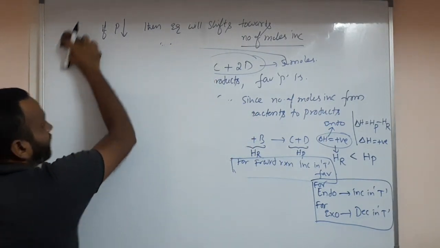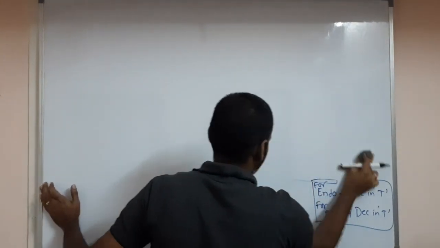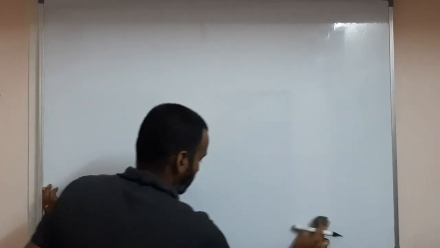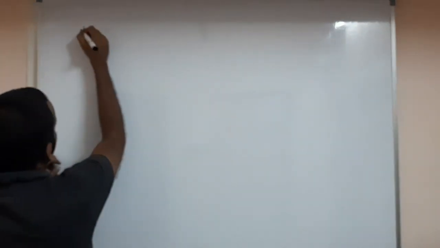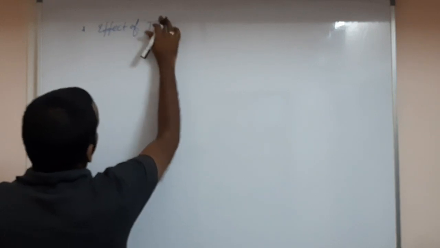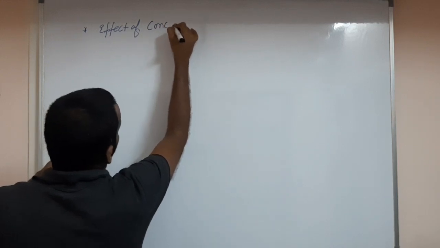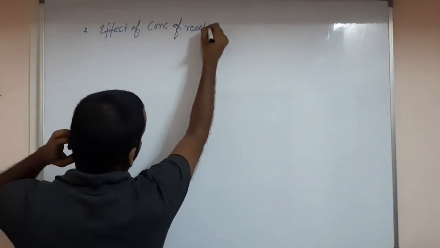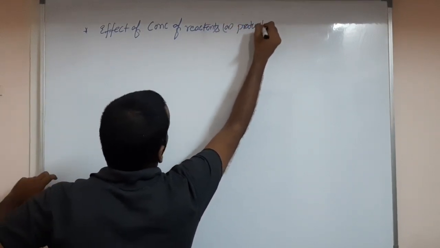Next, effect of concentration. To understand this, you need the law of mass action. If you know it, it's very simple. Sorry, effect of concentration: the concentration of either reactants or products, and how they affect the equilibrium.